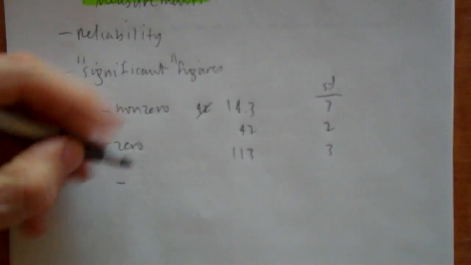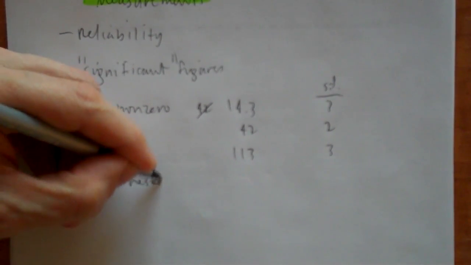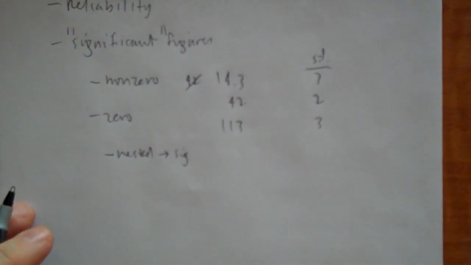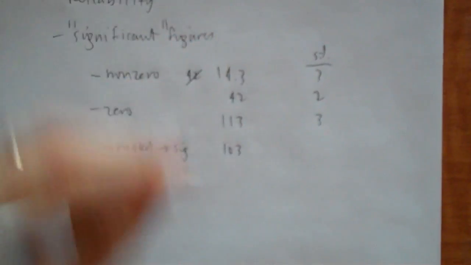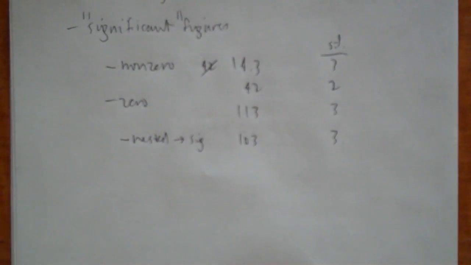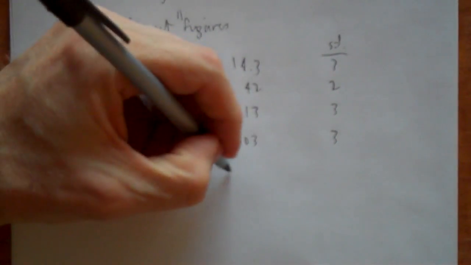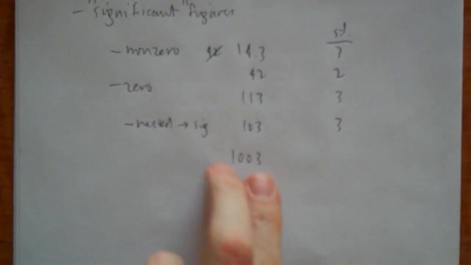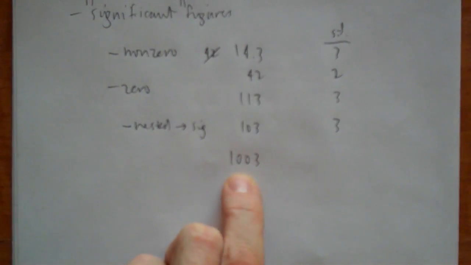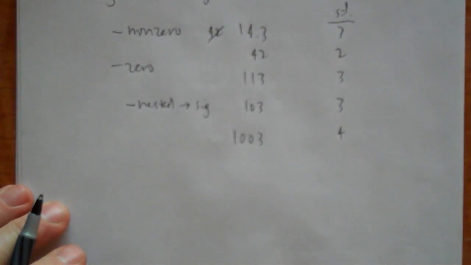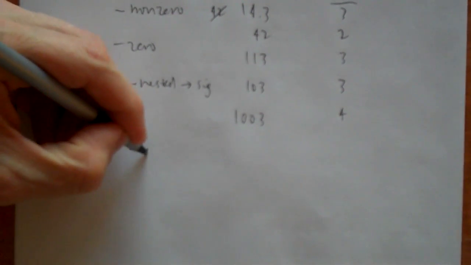Okay, what about zeros now? Nested zeros are all significant. So 103 has a 0 in between, right? So it's got 2 non-zero digits, but it's got 1 in between too. So it still has 3 sig figs. Okay, what about 1003? Well, both of these zeros are nested between non-zero digits, and so it's 1, 2, 3, 4. 4 significant figures.